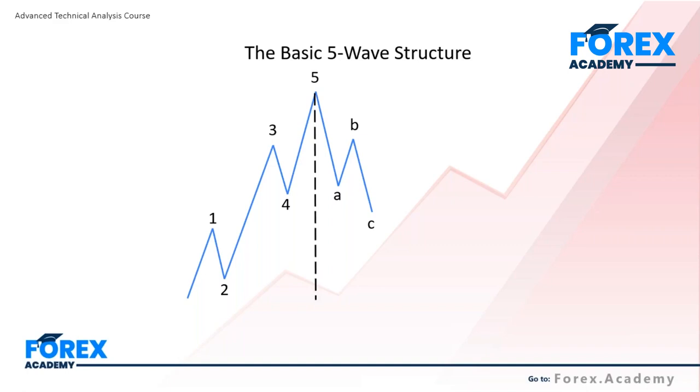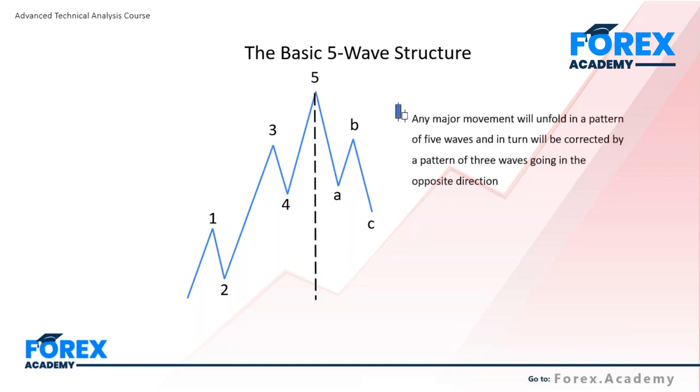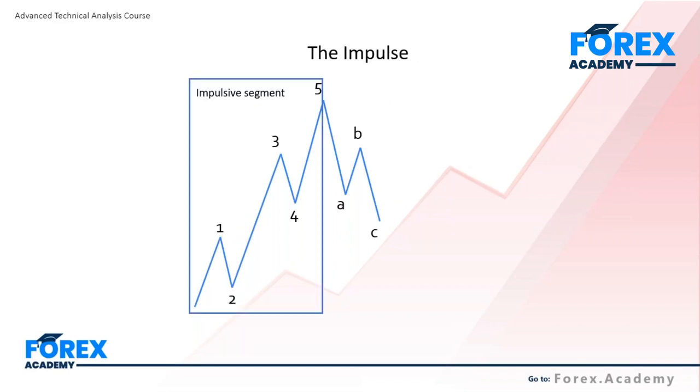Now, we need to understand the basic five-wave structure. And the basic five-wave structure works in the current form. Any major movement will unfold in a pattern of 5 waves, which in turn will then be corrected by a pattern of 3 waves going in the opposite direction. The 5-wave movement can be split into 2 distinct segments. The impulse. We'll start with the impulse initially.